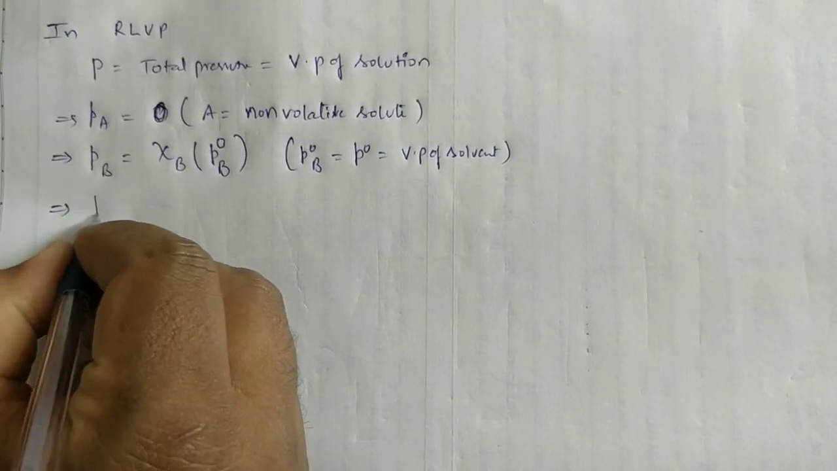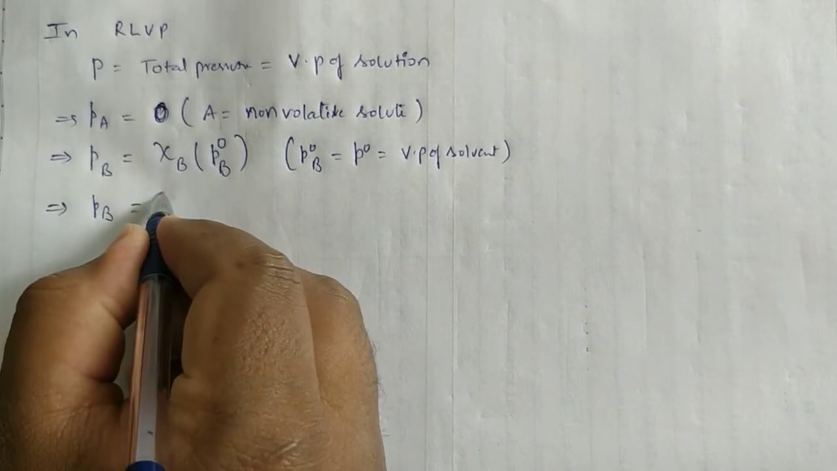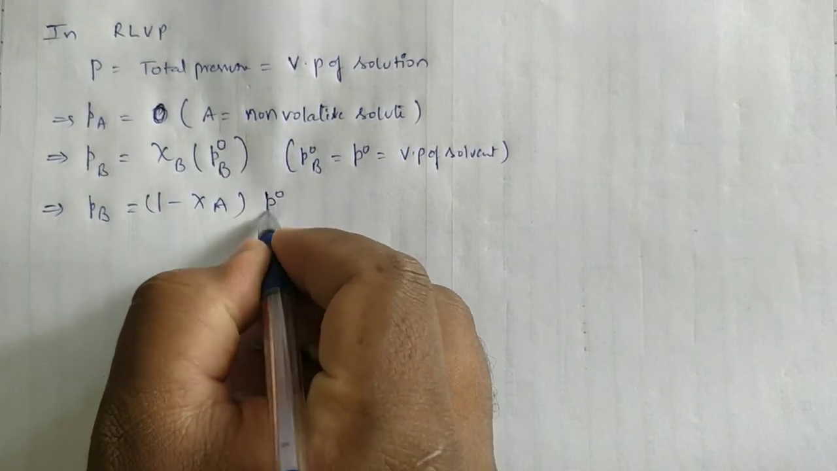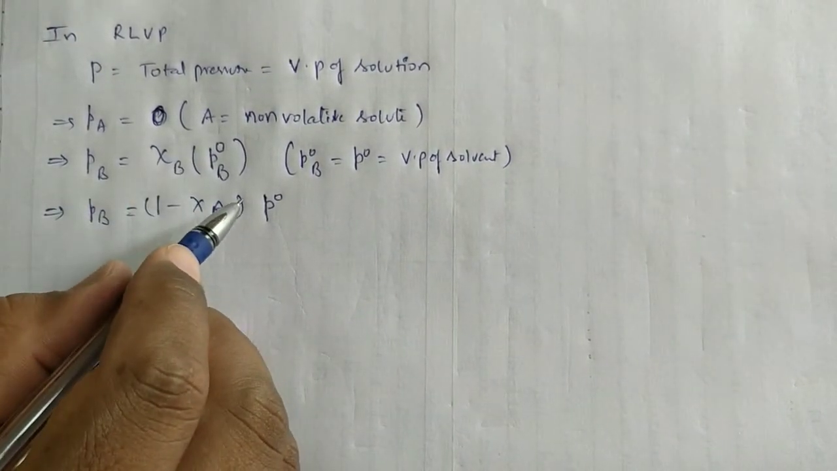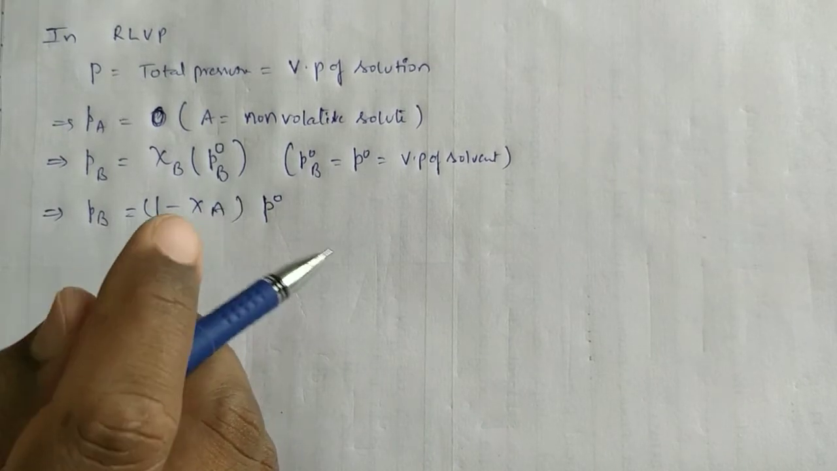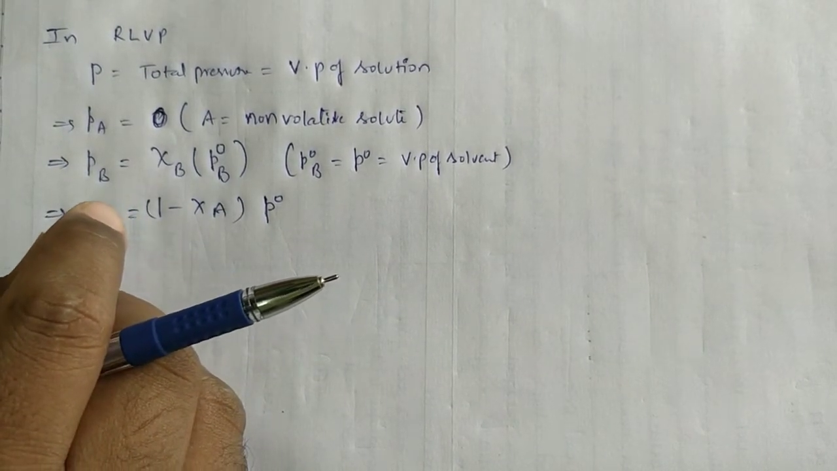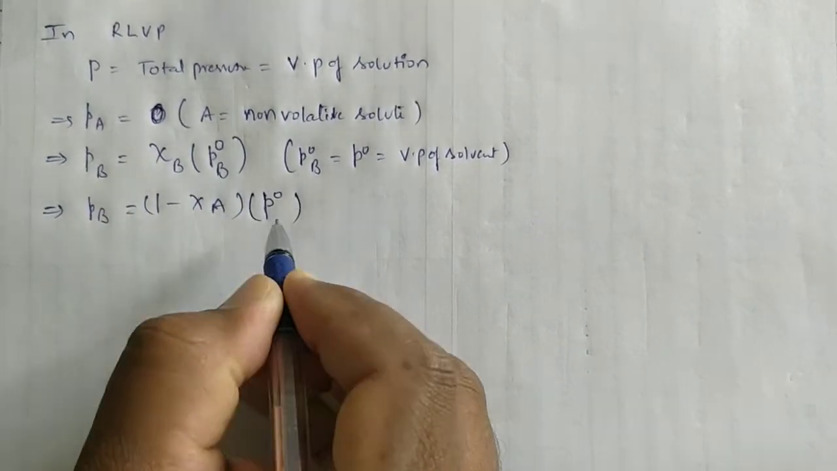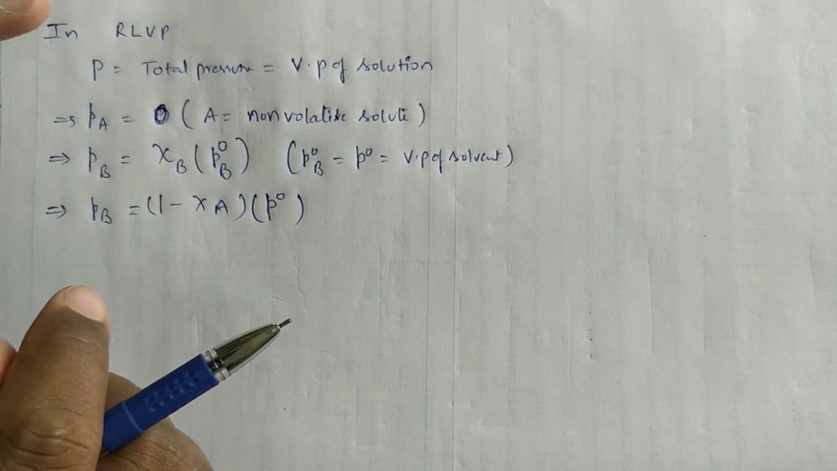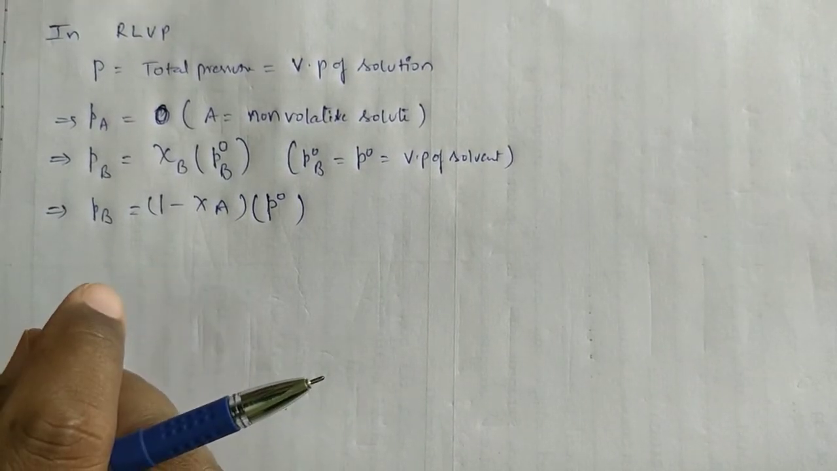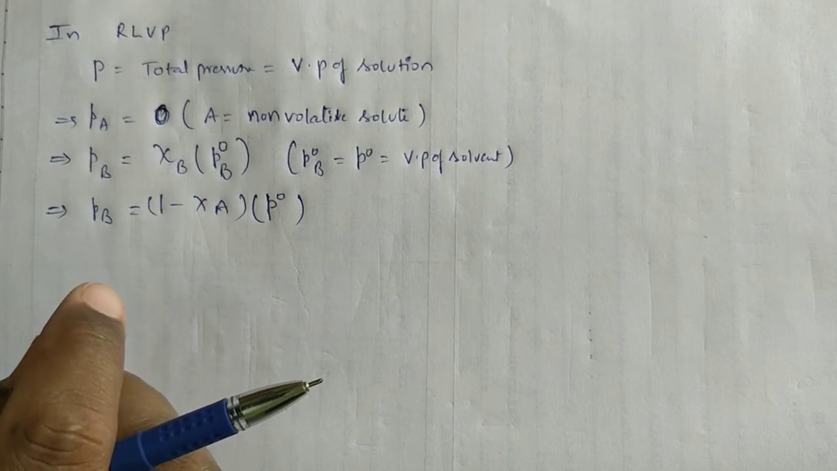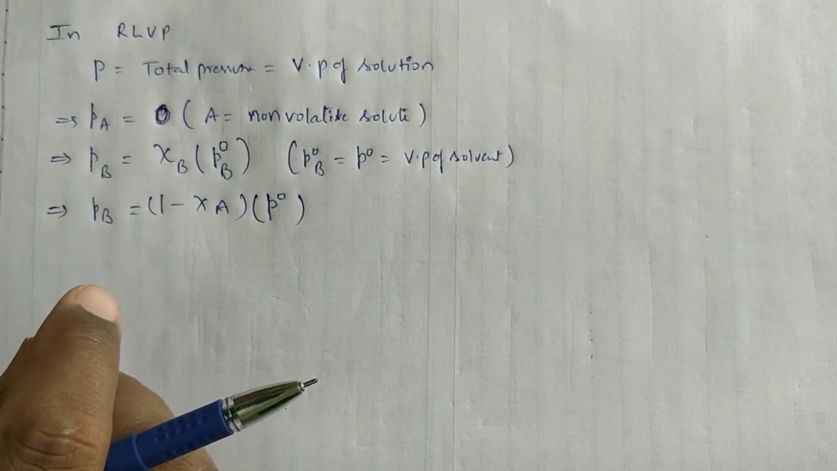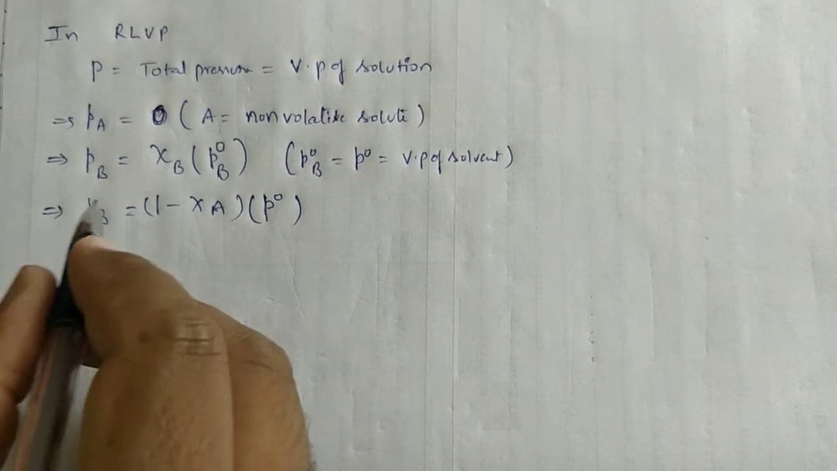This implies Pb is equal to, chi b can be written as 1 minus chi a, into P naught. Here again P naught only I am writing because P naught A is not there. Solute is non-volatile means its vapor pressure will not be there. That's why I am writing P naught of B as P naught only. Two terms are not there. If two terms are there, in ideal solutions, it is because both liquids are volatile in nature. Okay, now you are clear, I think.